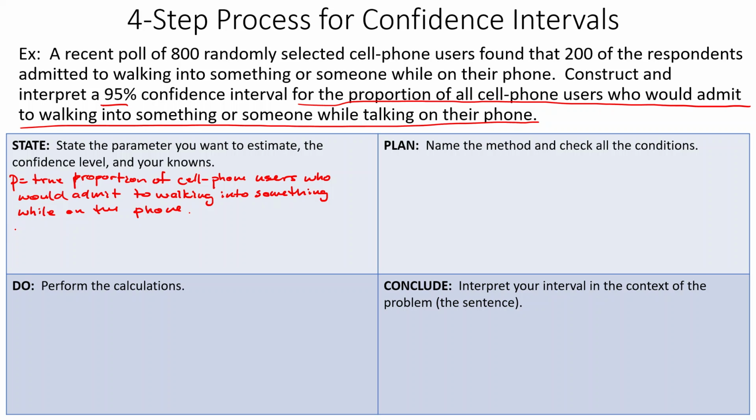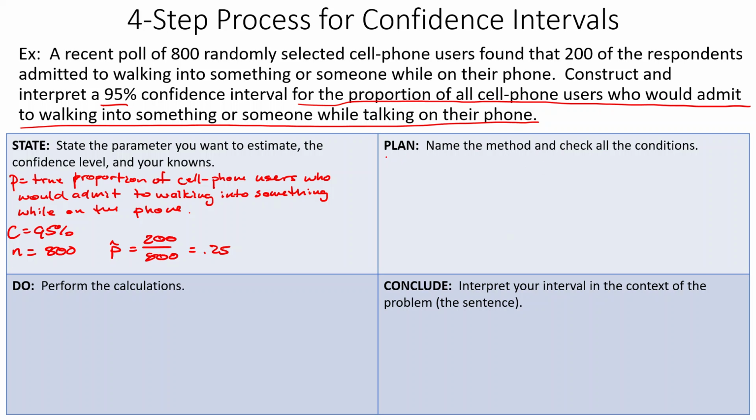All right, now we want to write down what else we know. So our confidence level, 95%. Our sample size n, 800. Our p hat, how many said yes? 200 out of 800. All right, if you want to reduce and say that's 0.25, that's fine. You can do that. Next, we're going to plan.